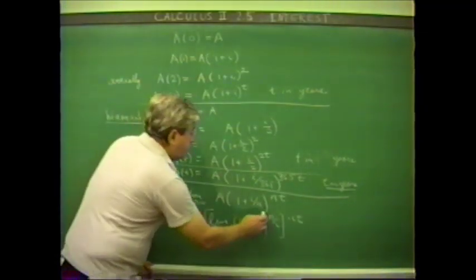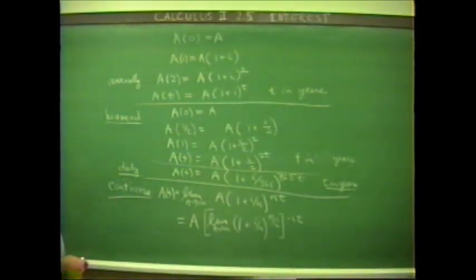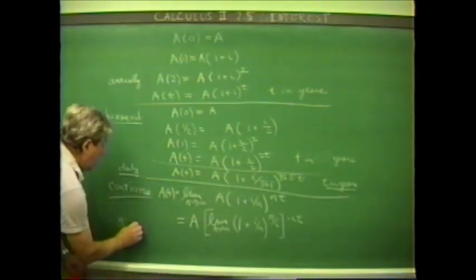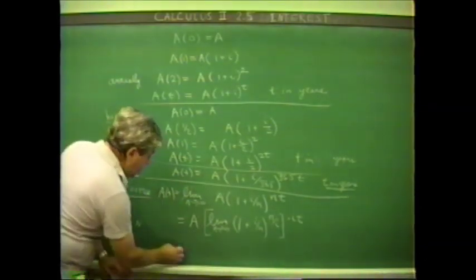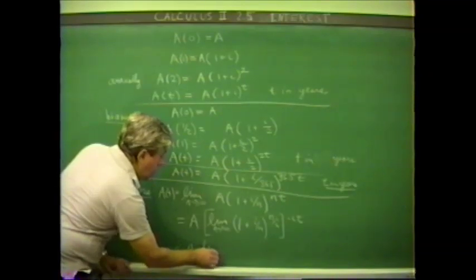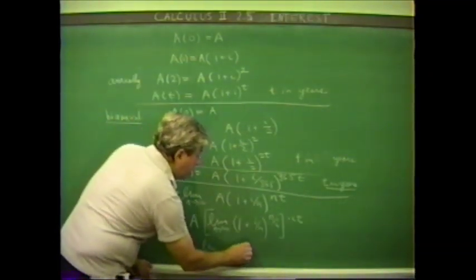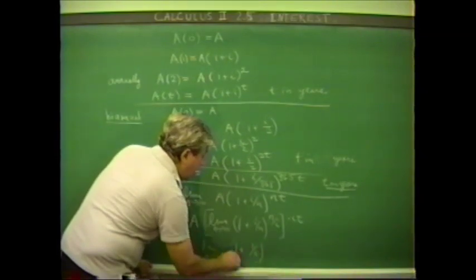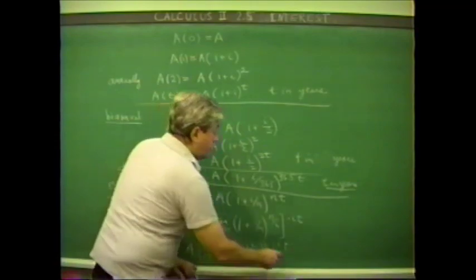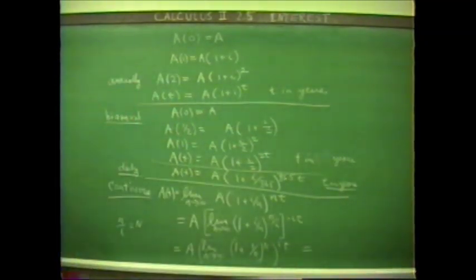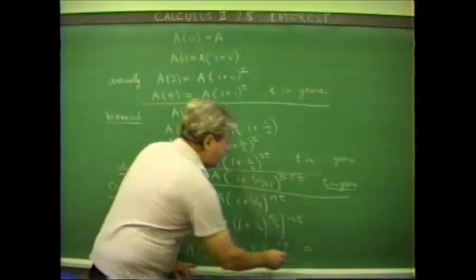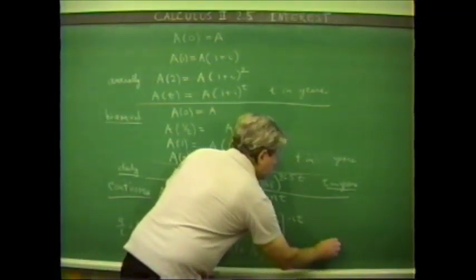And now if we think of a number n, this then becomes the limit as n approaches infinity of (1 plus 1 over n) to the nth power, and this, of course, all to the i t power, so that this is equal to, as in the previous session, this quantity here is e, so that this is A e to the i t.